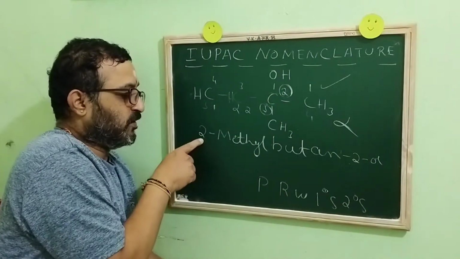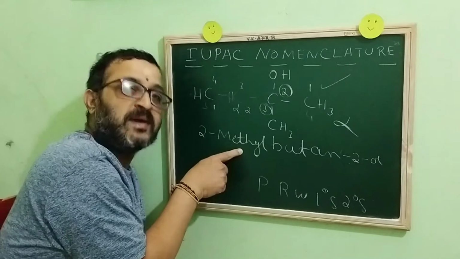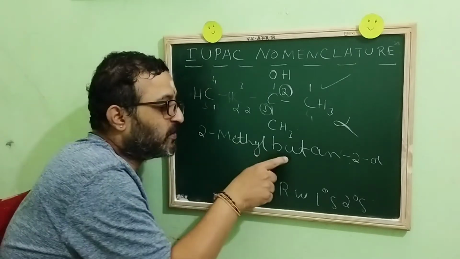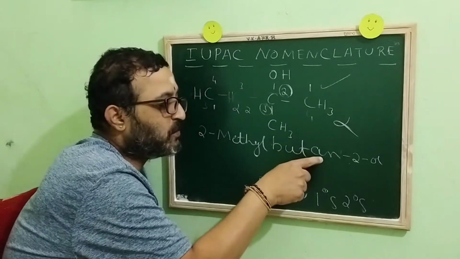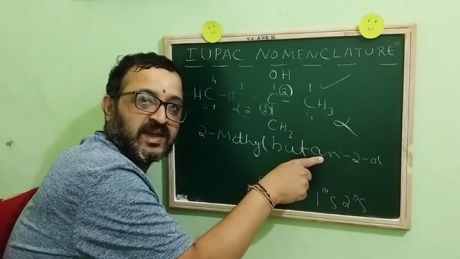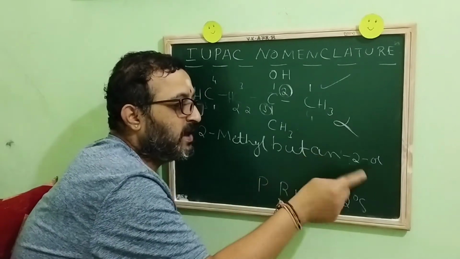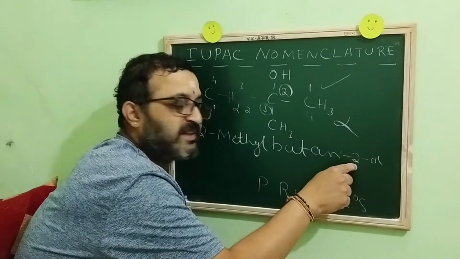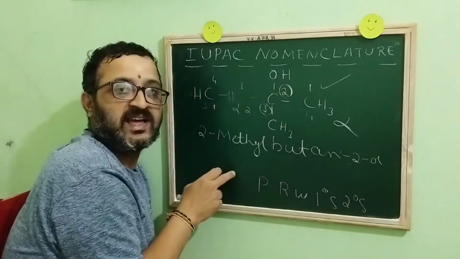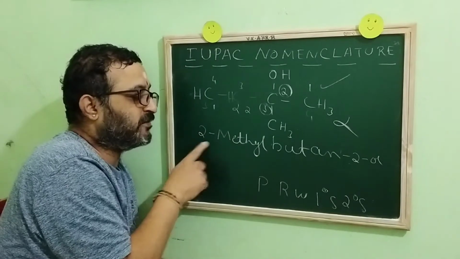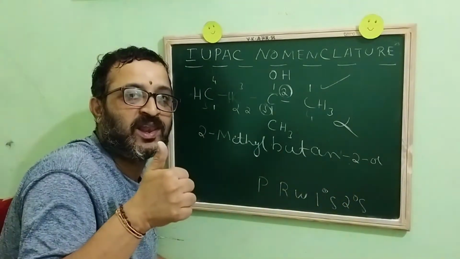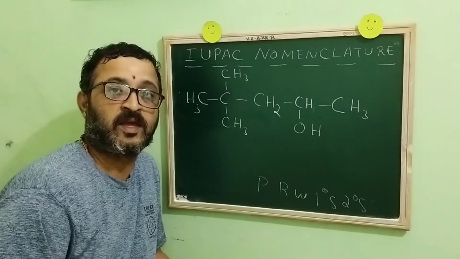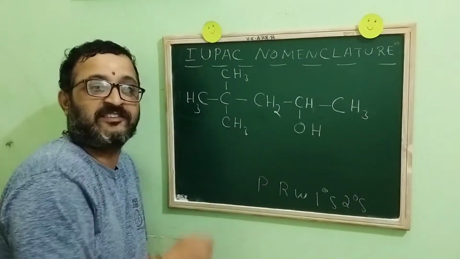So to the second carbon, a methyl group is attached. The compound contains 4 carbon atoms. Between the carbon atoms in the compound we have a single bond, and to the second carbon OH is attached. So the name of this compound is 2-methylbutan-2-ol. Okay children?